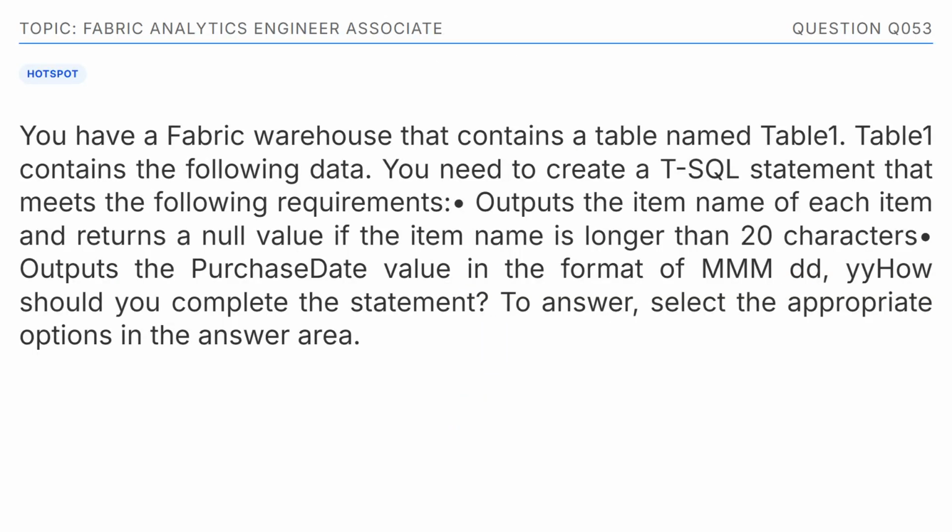You have a Fabric warehouse that contains a table named Table 1. Table 1 contains the following data. You need to create a T-SQL statement that meets the following requirements: outputs the item name of each item and returns a null value if the item name is longer than 20 characters, and outputs the purchase date value in the format of Mon DD, YY. How should you complete the statement? To answer, select the appropriate options in the answer area. Pause the video, choose your answer from the drop-down, and let's review the explanation.